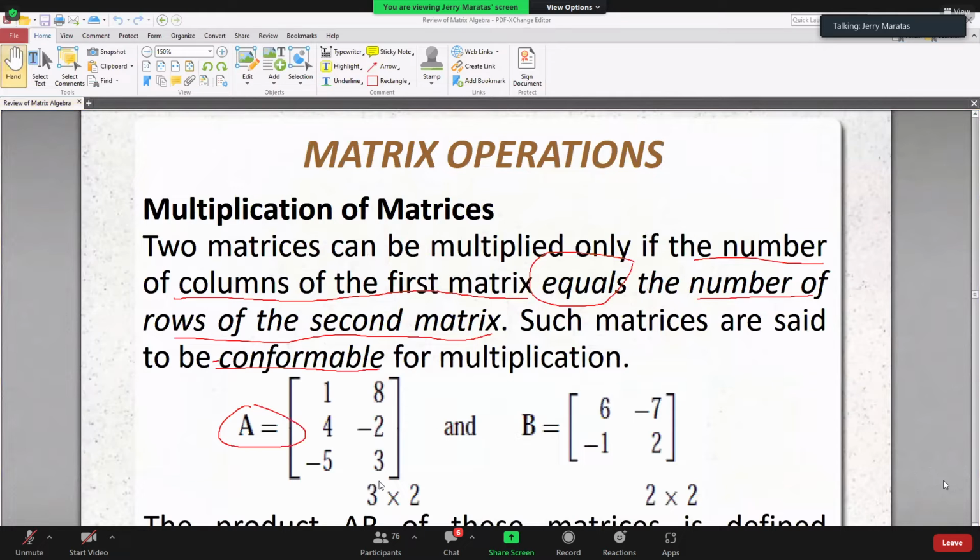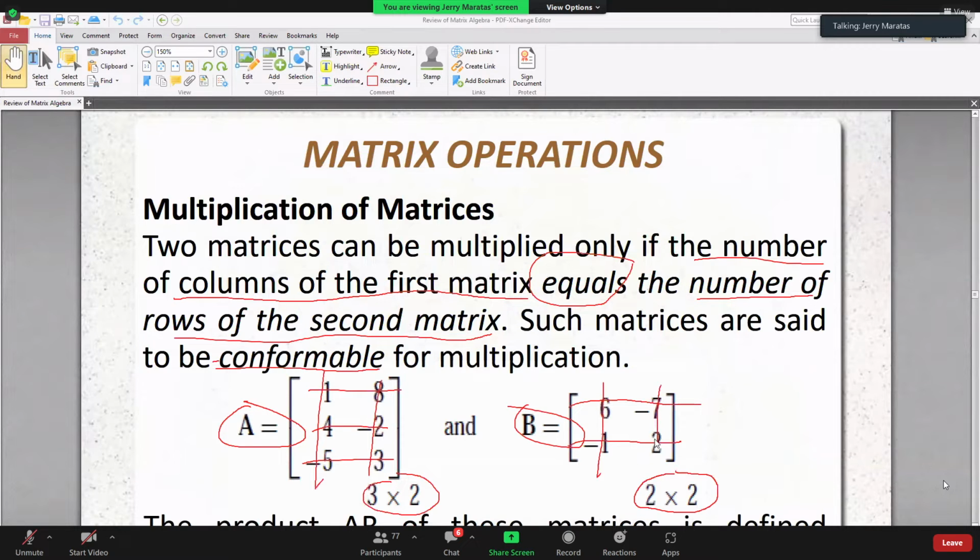What's the size of matrix A? Is it 3 by 2, right? 3 rows, okay, 1, 2, 3, and 2 columns. So the size is 3 by 2. Now, matrix B is 2 by 2, 2 rows and 2 columns. So this is the size of matrix B.